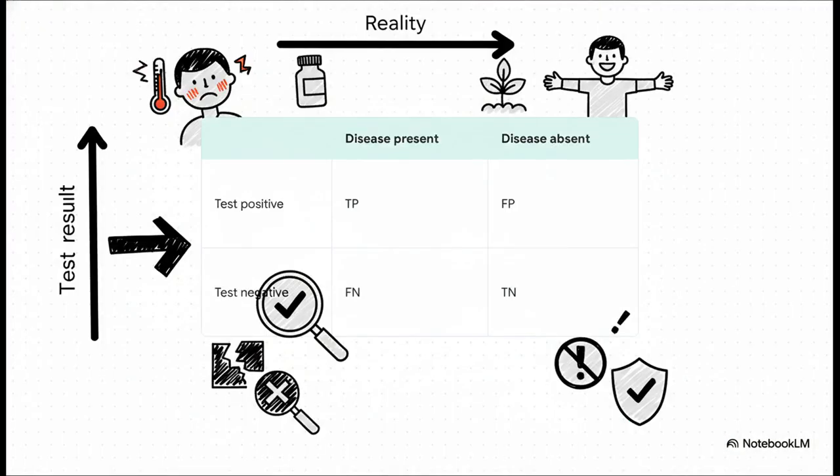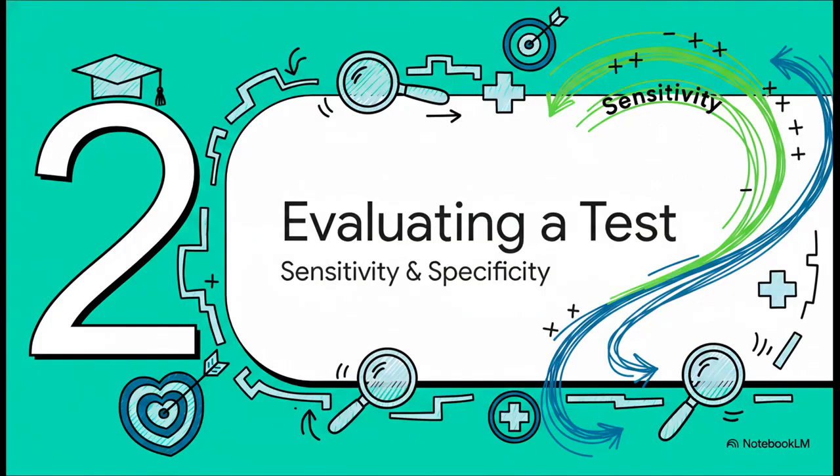Across the top, you've got the actual truth. Does the patient have the disease or not? And down the side, you've got your test result. Was it positive or negative? A true positive, or TP, is perfect. The test correctly spots the disease. A false positive, FP, is when the test gets it wrong and flags a healthy person. Now, a false negative, FN, that's the dangerous one, right? The test misses the disease entirely. And finally, a true negative, TN, is another win. The test correctly gives a healthy person the all clear.